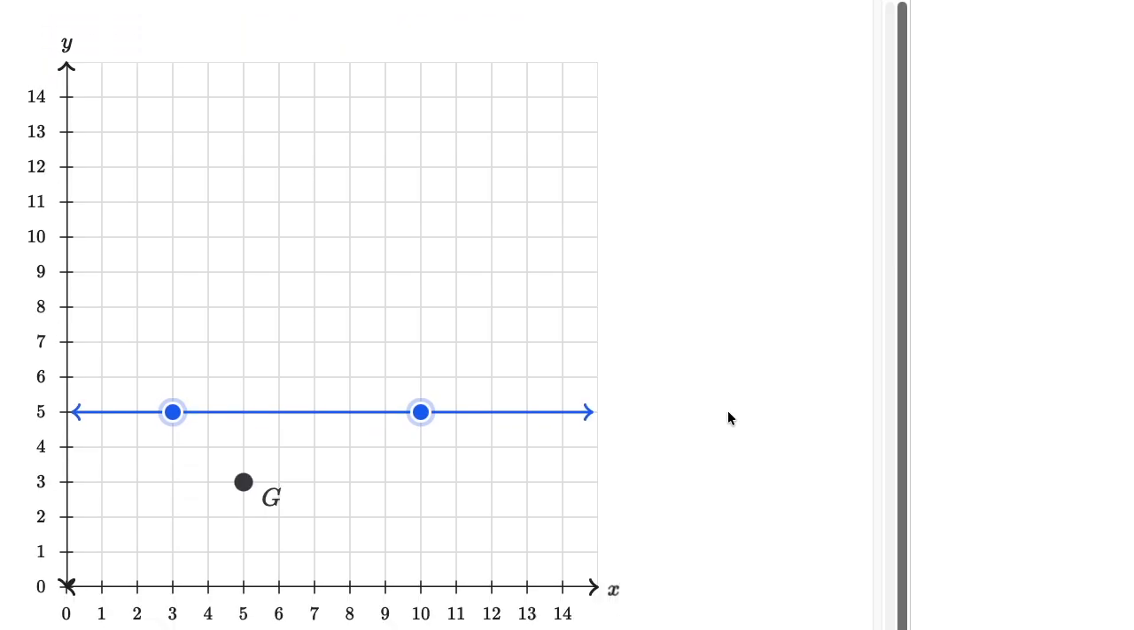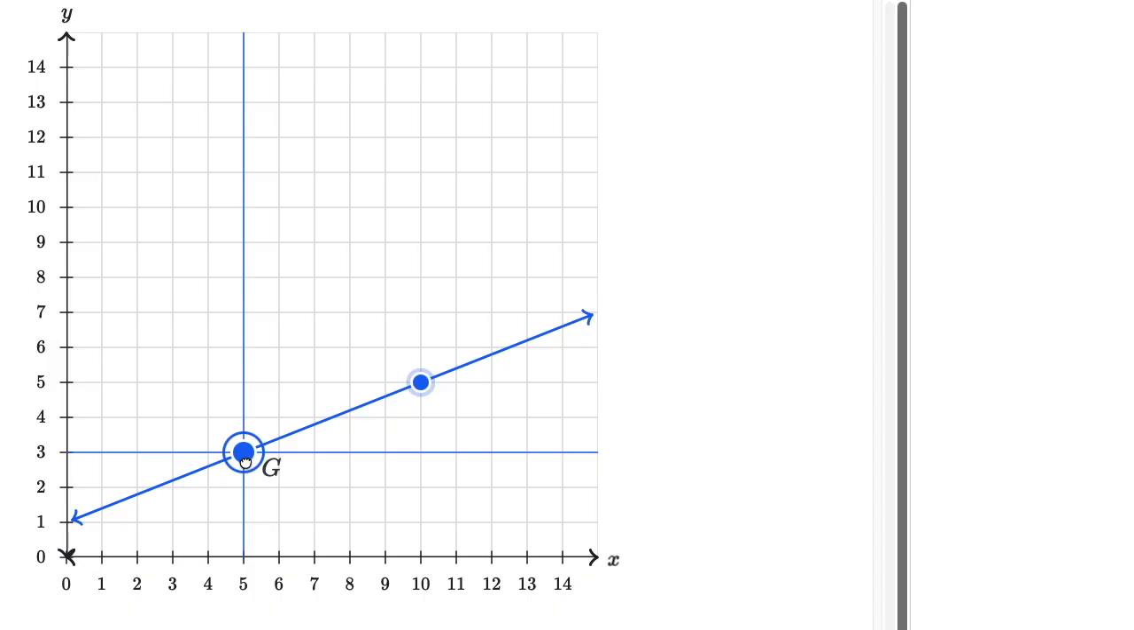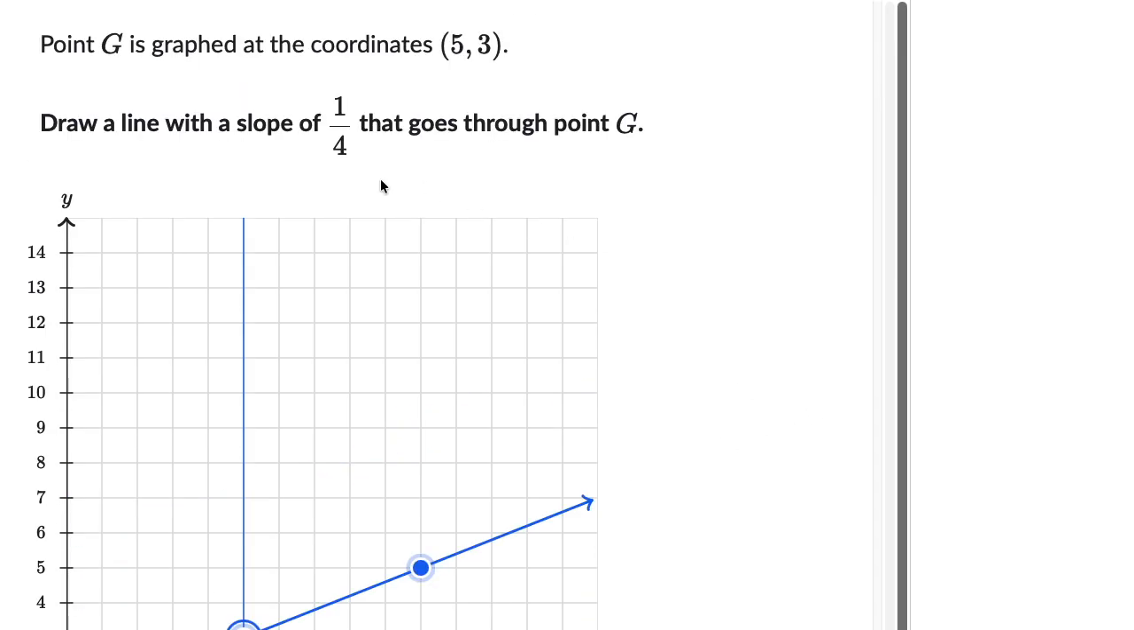So the way I'm going to tackle this is I'll take one of these points right over here, stick it on G. And if I have a slope of 1/4, we have to just remind ourselves of the definition of slope. It is change in y over change in x, or you could say rise over run. There are many ways that people talk about it, all the same thing.